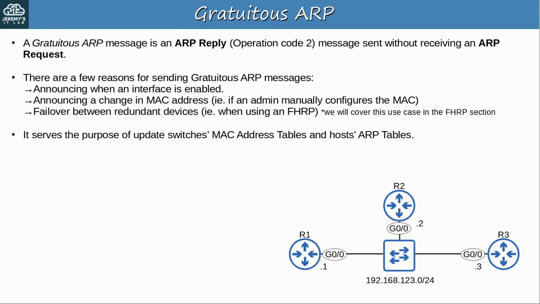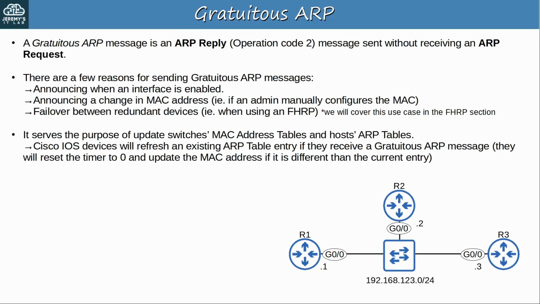When a switch receives the gratuitous ARP message, it will use the source MAC in the Ethernet header to update its MAC table. And when a host receives a gratuitous ARP message, it will use the info in the ARP message to update its ARP table. Note that exactly how a device reacts to gratuitous ARP messages can vary. Cisco IOS devices will refresh an existing ARP table entry if they receive a gratuitous ARP message.